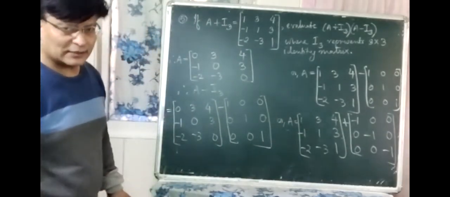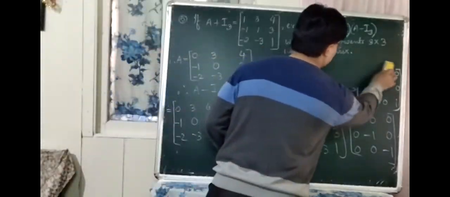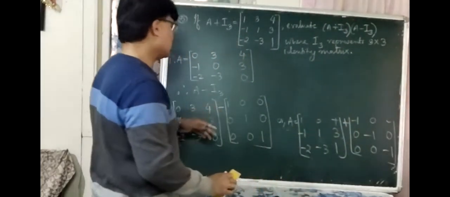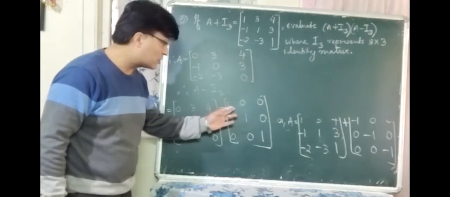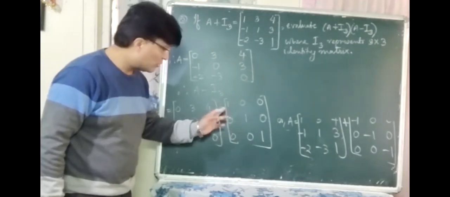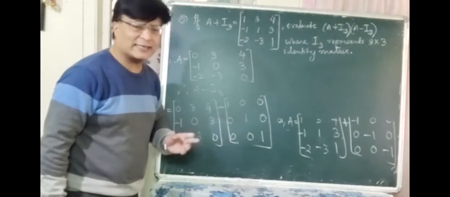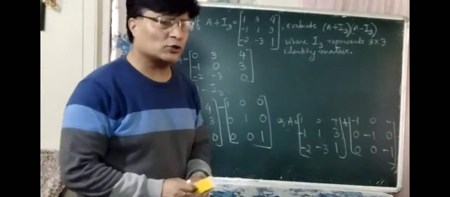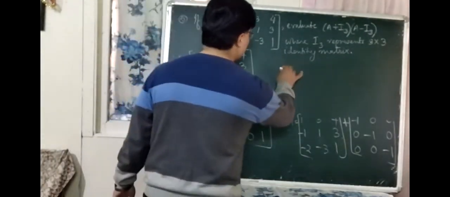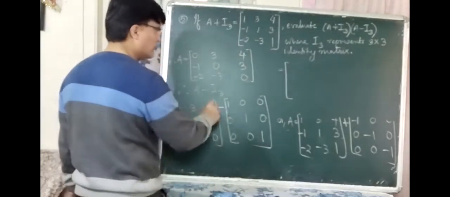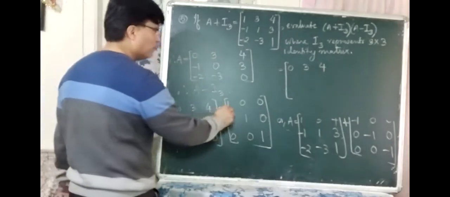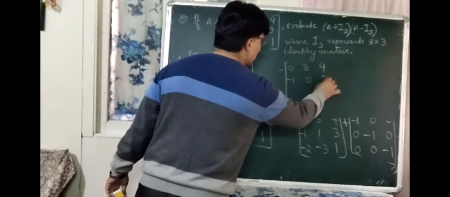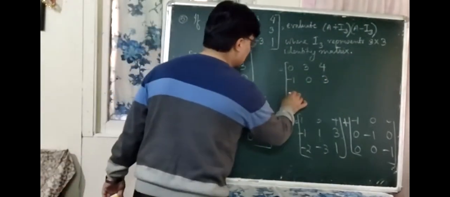Is that clear now? Next, you have to simplify it. So this is minus 1. Minus 1 is the scalar multiplication of this identity matrix. You have to multiply all the elements of the identity matrix by minus 1. So which is equal to, now first matrix remains same, 0, 3, 4, minus 1, 0, 3, and what is the third row now? Minus 2, minus 3, 0.